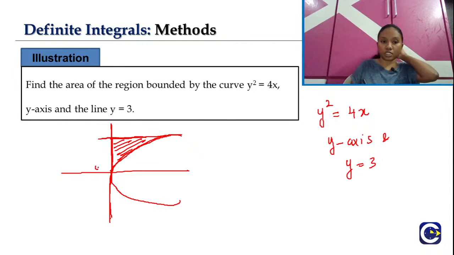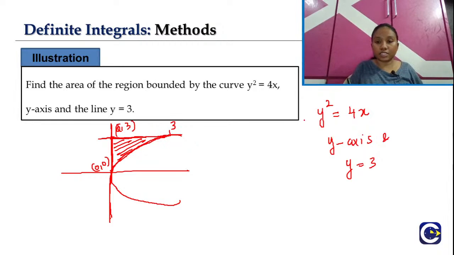So what is this point? At this point, y will be 3 and x will be 0. Here on the curve, y will be 3, so 3 squared is 9, and x will be 9 by 4. But what is the required area? The required area is bounded between the curve, this part, the y-axis, this part, and the line y equal to 3, this part. So this is the entire required area.